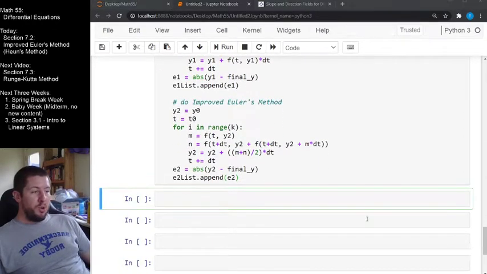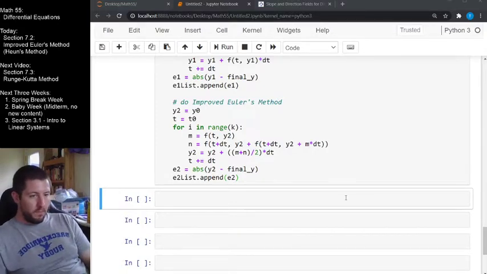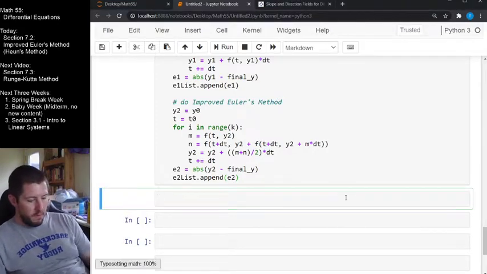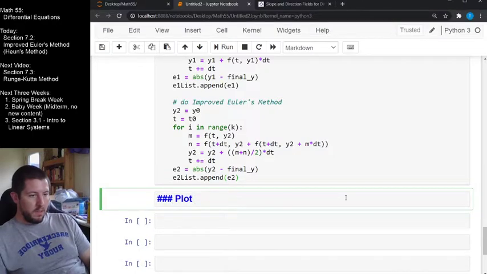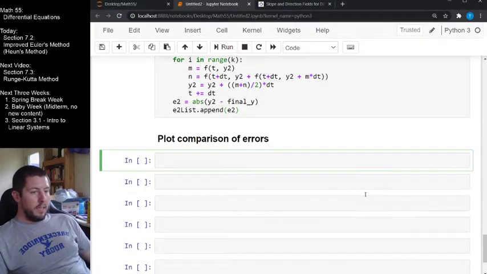And so what I now want to do is two things. We're going to plot the comparisons in our errors, and then we're going to numerically compare the errors. So what I would like to do here now is plot each of our error setups right here. So here's what we're going to do.